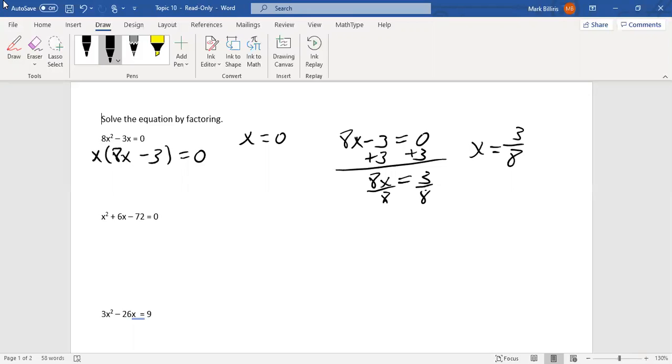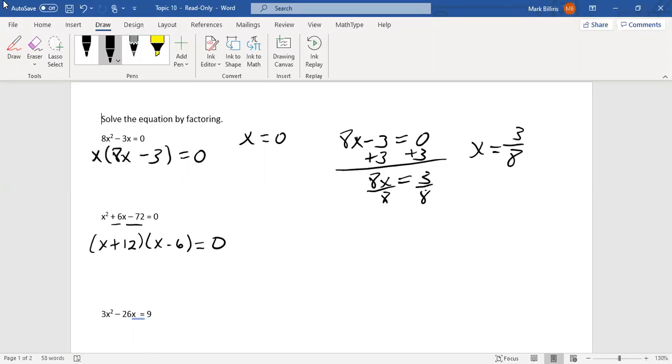Now let's review how to factor x squared plus 6x minus 72. Remember that anytime our leading coefficient is 1, in other words, here we just have 1x squared, we can use the shortcut in factoring. All we have to do is determine what two numbers multiply to give us a negative 72 and add to give us a positive 6. The two values that multiply to give us a negative 72 and add to a positive 6 would be a positive 12 and a negative 6.